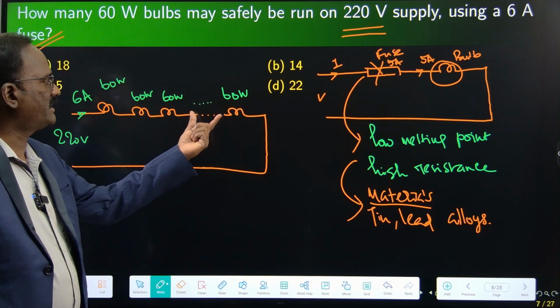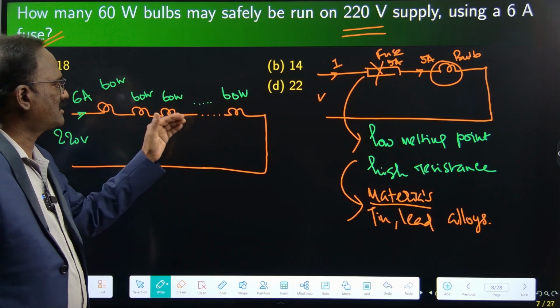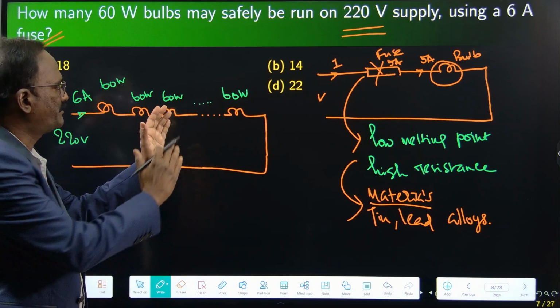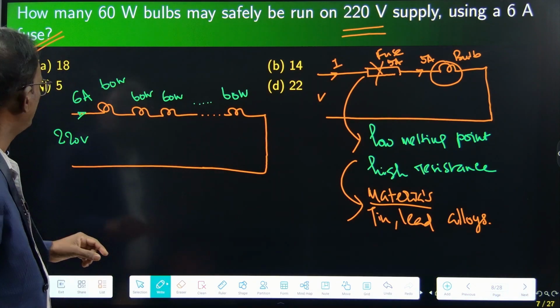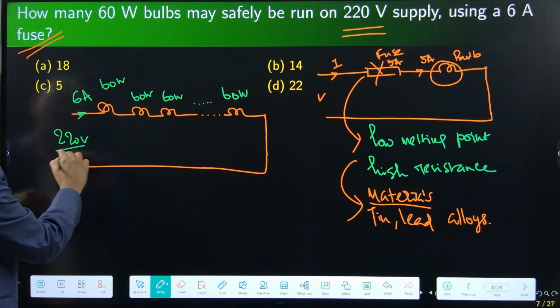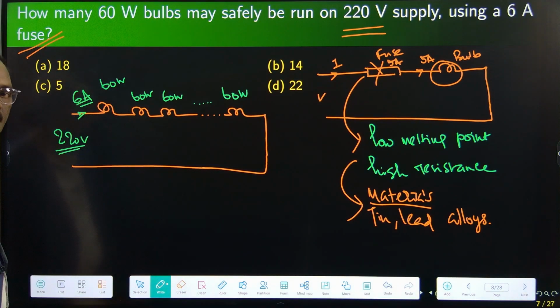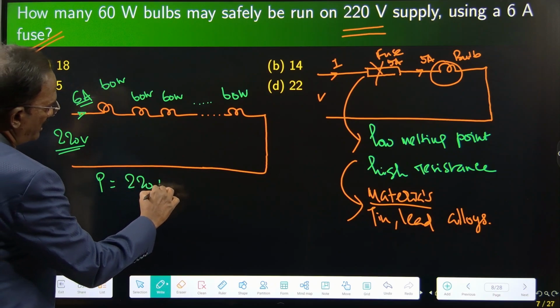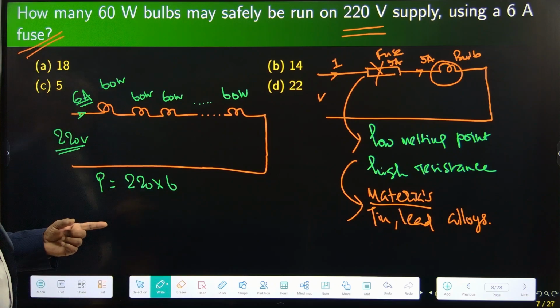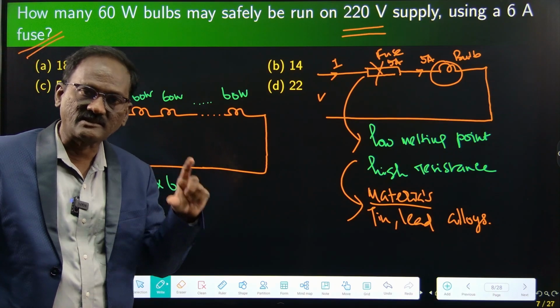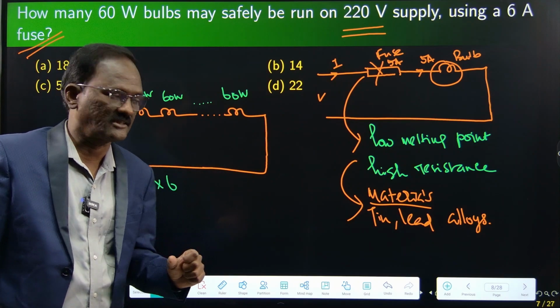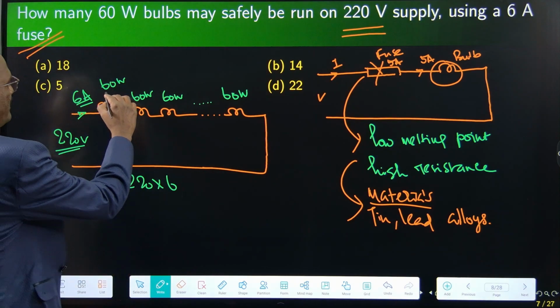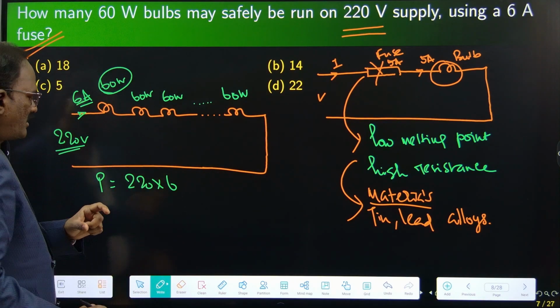Don't assume that it is a disconnection here. This is a continuous circuit, but some lamps are connected in between them, right? 220 is the voltage rating, 6 ampere is the current rating. So power is equal to 220 into 6. V into I will give us the power rating of the circuit, right? The power rating of each bulb is 60 watts, right?